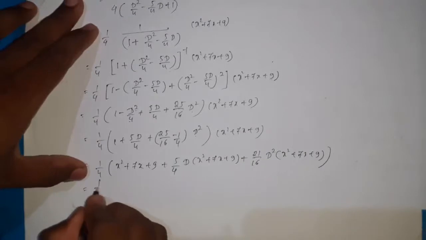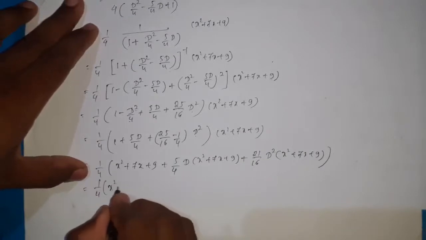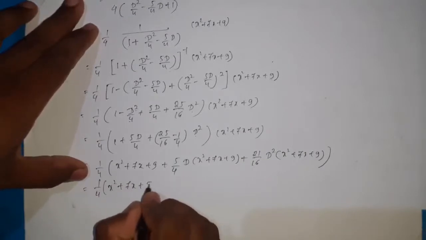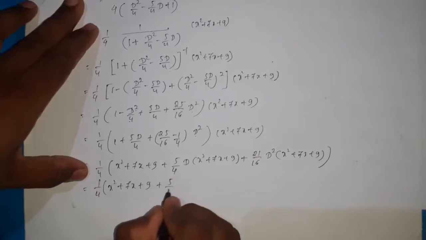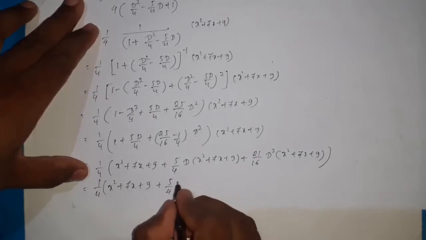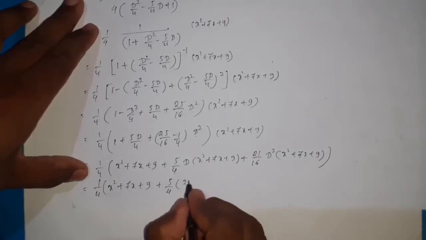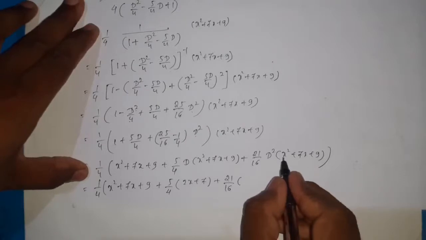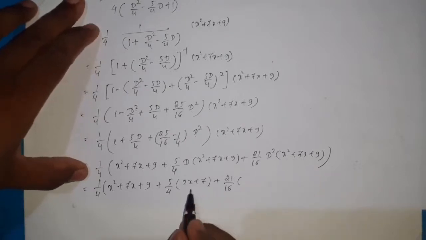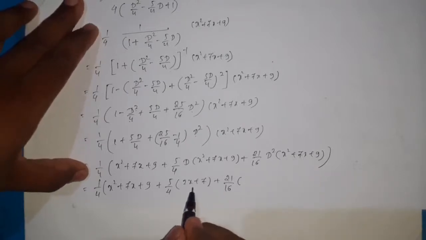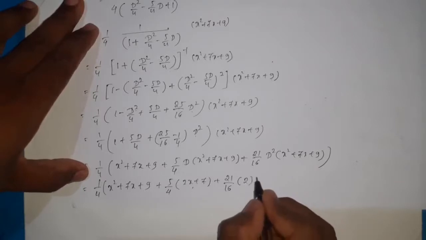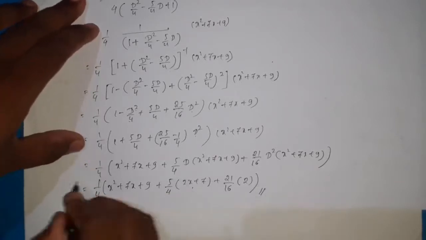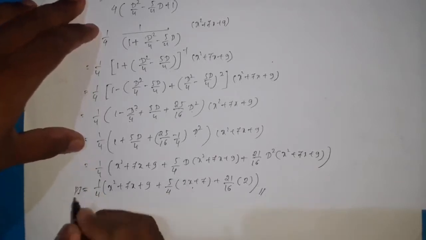Then it is equal to 1 by 4 x square plus 7x plus 9 plus 5 by 4 into the differentiation of this one, which is 2x plus 7, plus 21 by 16 into the second order derivative of this one, meaning the differentiation of the previous term, that becomes 2, which is the required particular integral.